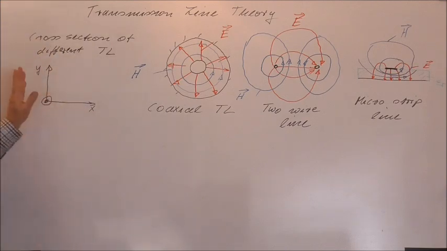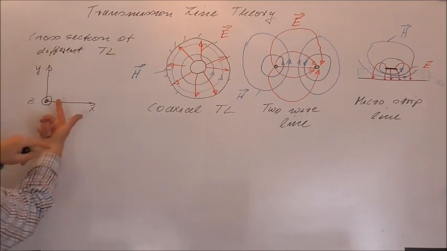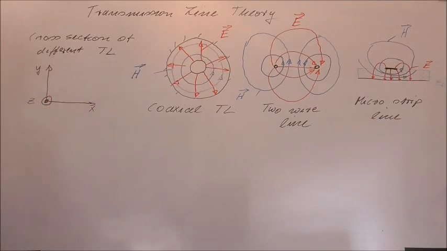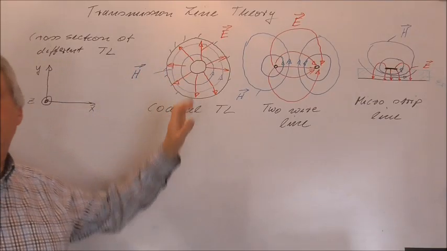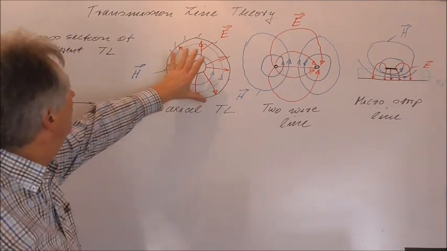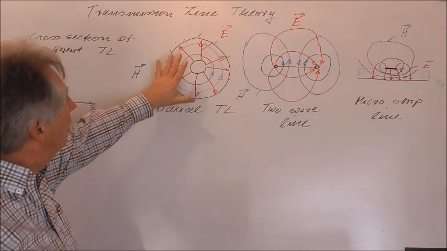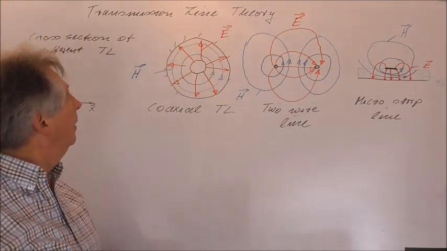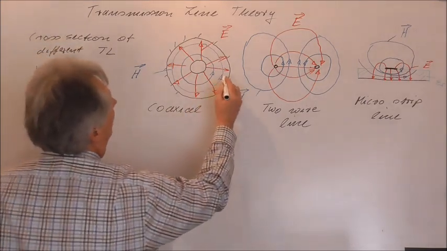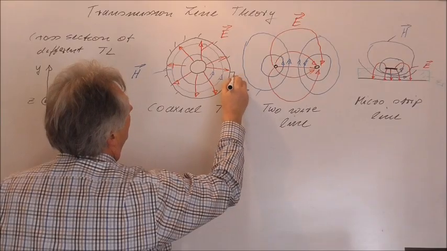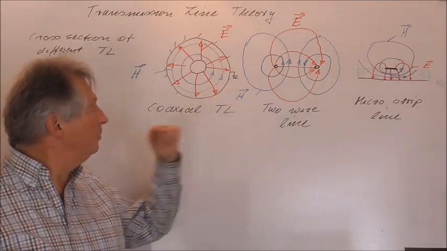I sketched here an XYZ-plane, so if you have a right-handed coordinate system, then you have X in this direction, Y in this direction, and Z in this direction. And what I sketched here is a cross-section of different transmission lines. For example, in the first picture I sketched the electric field and the magnetic field of a coaxial transmission line. And normally the outer conductor of a coaxial transmission line will be connected to the ground potential.